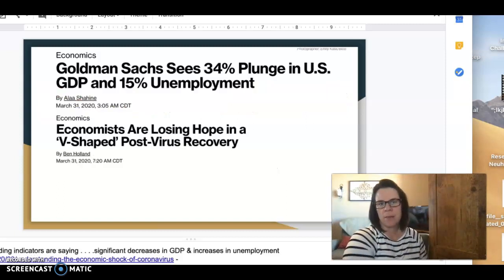Here's some headlines that I saw this week. Goldman Sachs sees 34% plunge in US GDP. That's really significant. And a 15% unemployment. That's really high.